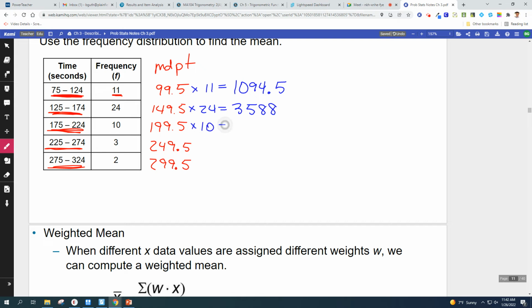199.5 times 10 is 1,995. 249.5 times 3 is 748.5. 299.5 times 2 is 599.